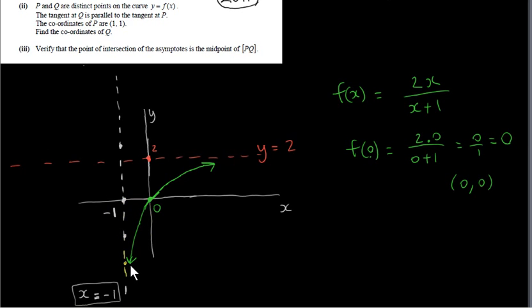Now, once we know that one part of the graph is in this quadrant, we know immediately that the other part must be in this quadrant here. It's just got by reflecting this part through the point of intersection of the two asymptotes. So we just reflect this through this point here. This point here actually has coordinates -1, 2.